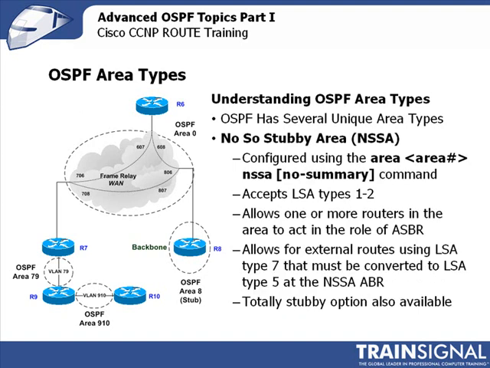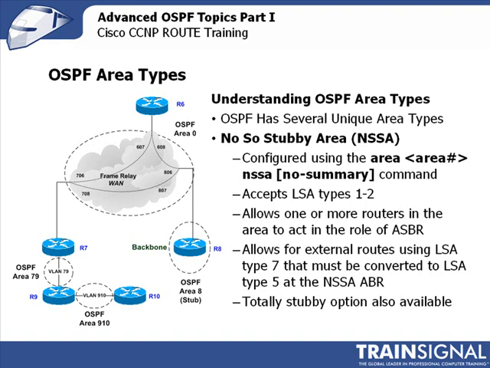Well, there is. It's called the not so stubby area. Some of these names can seem very entertaining. It's sometimes called an NSSA, and it's configured using the area number NSSA command. And there can be a totally not so stubby area. You do the no-summary command with that.